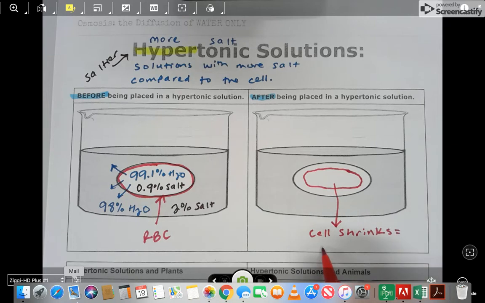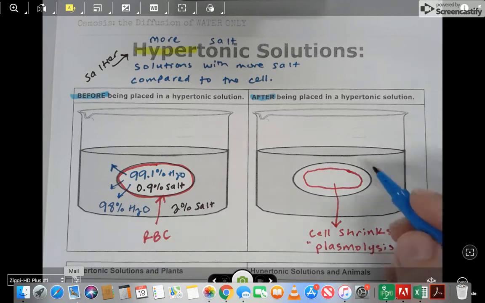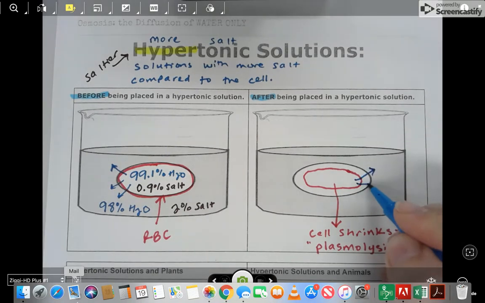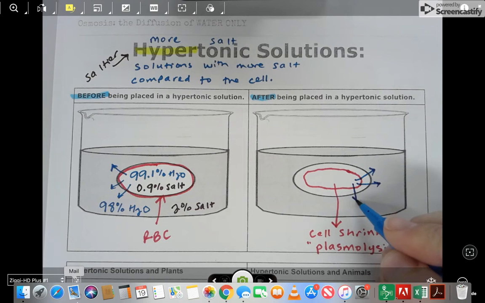which is called plasmolysis, which is destruction of the cytoplasm. Cell shrinking. Compared to yesterday, when the cell bursts, it was called cytolysis. The opposite of that is plasmolysis, with water exiting the cell to equalize the water amount on both sides of the cell membrane.